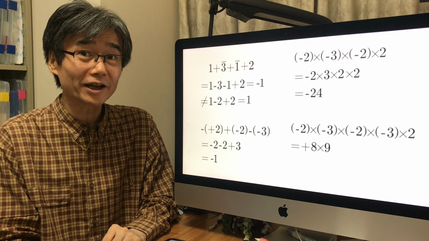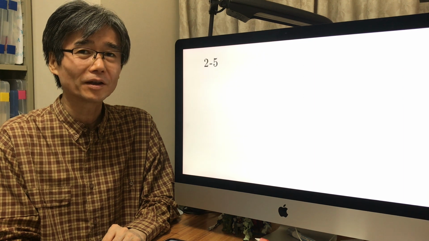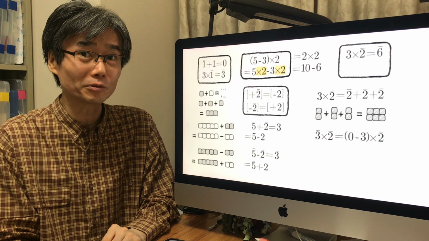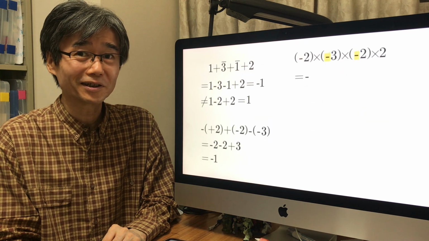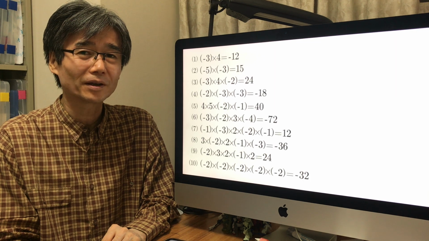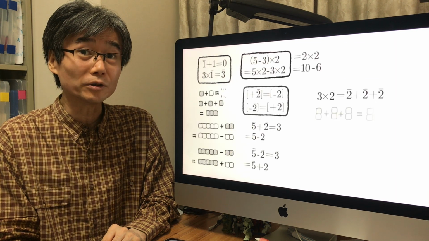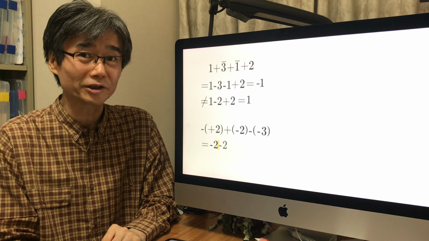Nobody knows why -1 times -1 is +1. The only thing humanity knows is that, assuming so, it works. Don't think you must understand it. Science tells only how to predict, not why the rule is so.